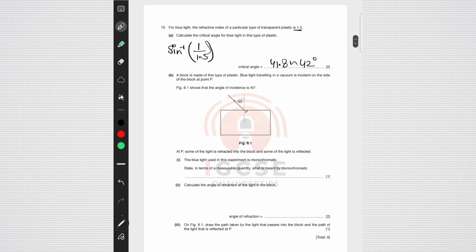Then a block is made up of this type of plastic. Blue light traveling in vacuum is incident on the side of the block at point P. It shows the angle of incidence is 45. At P, some of the light is refracted into the block and some of the light is reflected. The blue light used in the experiment is monochromatic. State in terms of a measurable quantity what is meant by monochromatic. Single frequency, right? Monochromatic light means light of a single frequency.